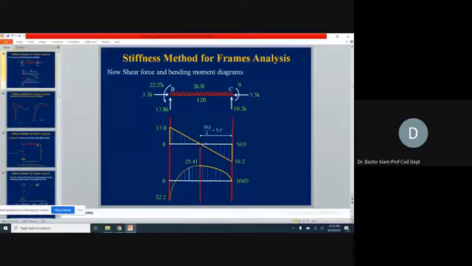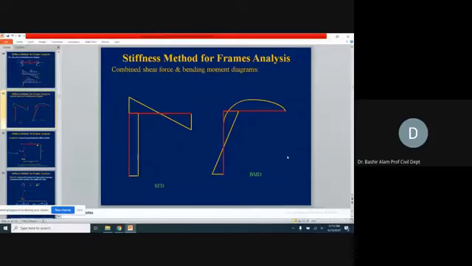And this is now the shear force and bending moment diagram. After this, now you can draw your combined shear force and bending moment diagrams.